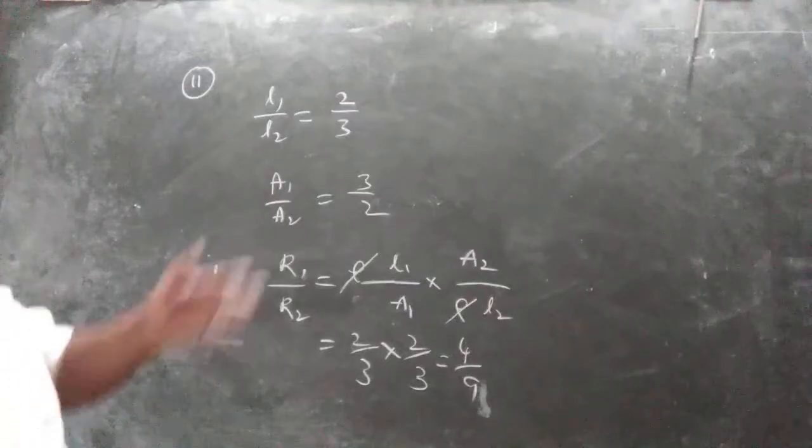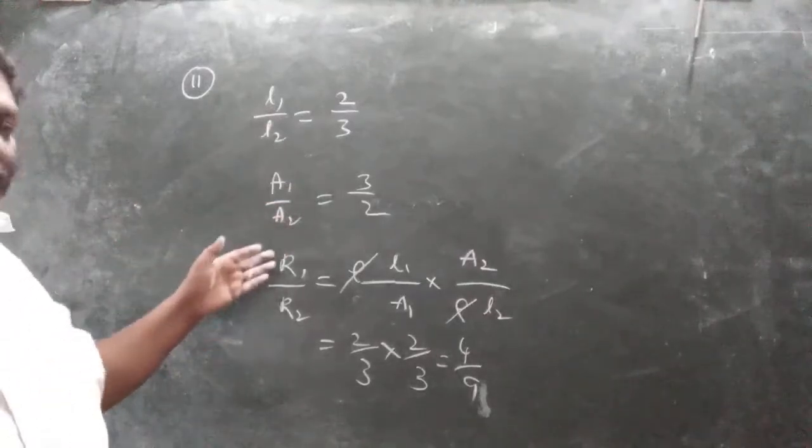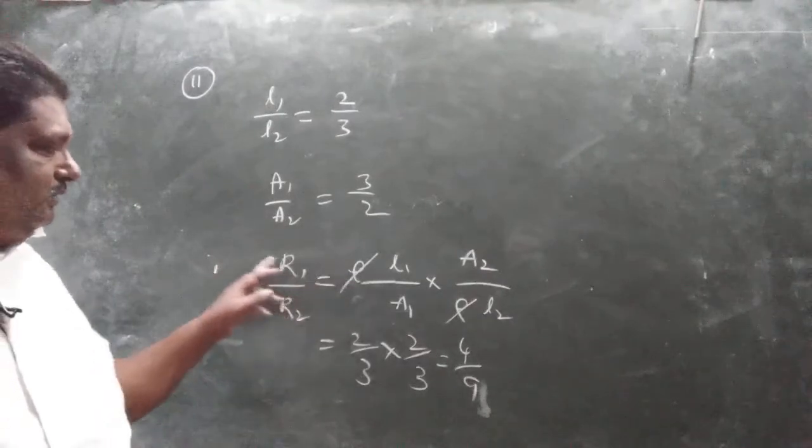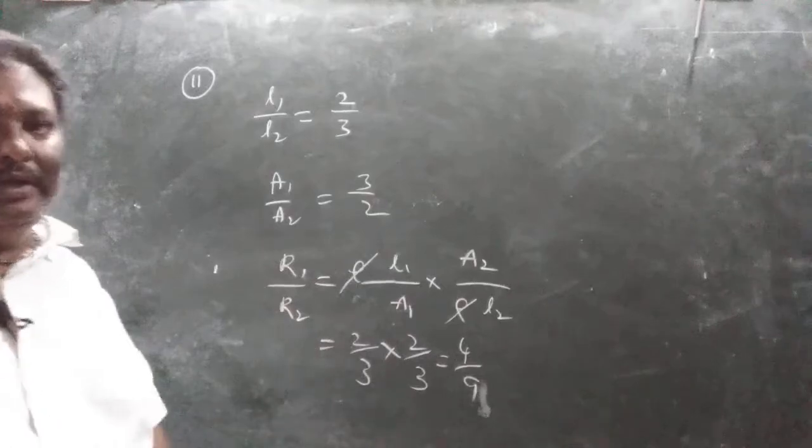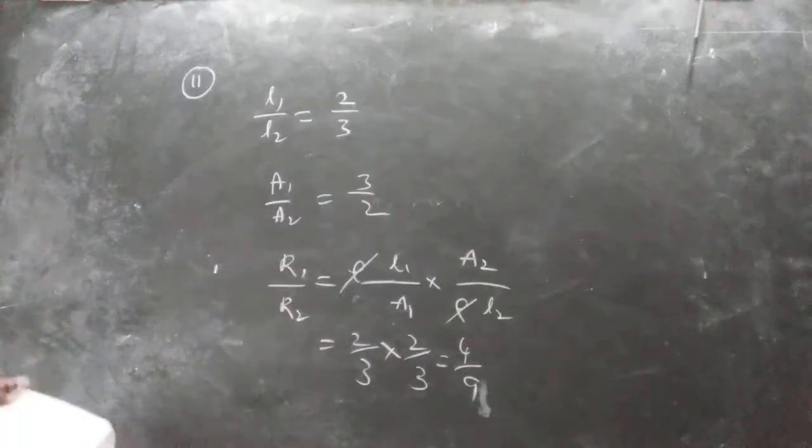So two wires' lengths are given, two wires' cross-section areas are given, and the two wires are of the same material. Then what is the ratio of their resistances? We find it by using this formula. See this. Next, 12th question.